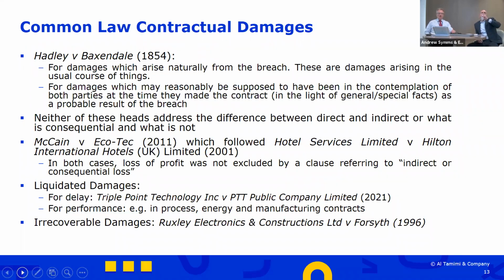A great example of that are the two cases, McCain and then Hotel Services. I always like the Hilton one, which relates to the minibars in hotels, which didn't work. Consequently, there was a massive loss of profit, as any of us know who stay in hotels, a massive markup on what you get out of your minibar. The contractor thought that he was safe because he'd got a clause which referred to indirect or consequential loss. And the court turned around and said, no, that is definitely one which was in the reasonable contemplation of the parties at the time when they entered into a contract for minibar fridges in a hotel, therefore provides absolutely no protection for the contractor whatsoever.